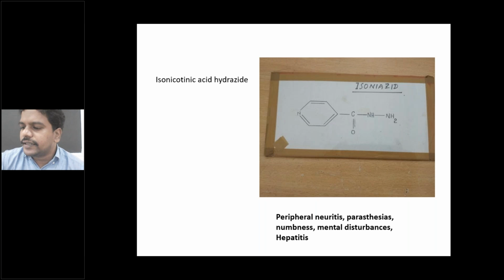Then another chemical structure is isoniazid. Isoniazid is which kind of drug? Your chemotherapy is over now. What type of drug it is? Isoniazid, very important drug. No one has studied now. No one is answering. Isoniazid is what type of drug? Which group of drug it is?